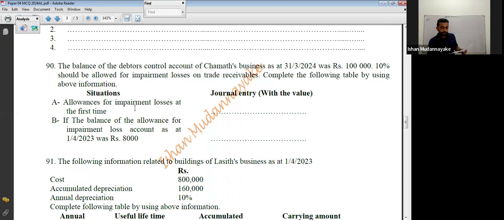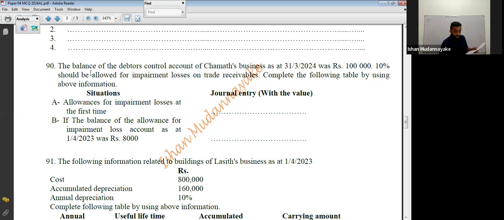Right. Question 90. The balance of the debtors control account of Chamat business as at 31st March 2024 was 100,000. 10% should be allowed for impairment loss on trade receivables. Complete the following table by using the above information.